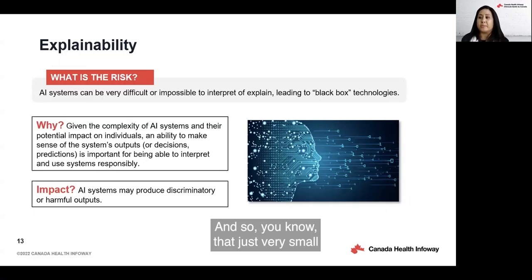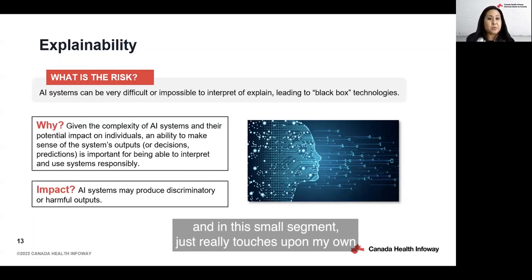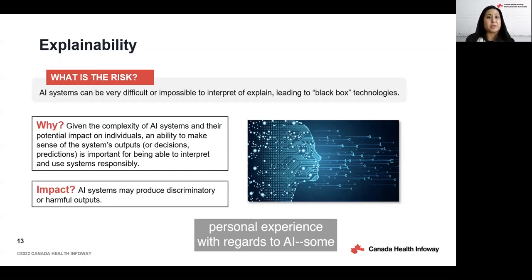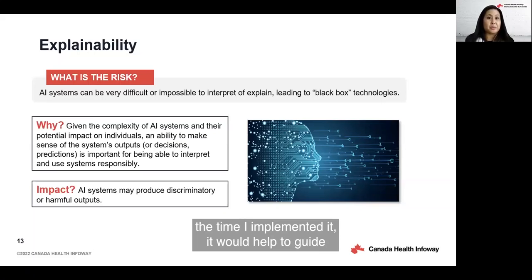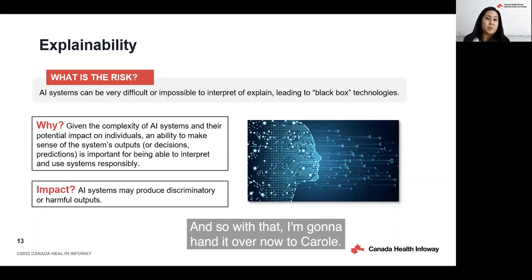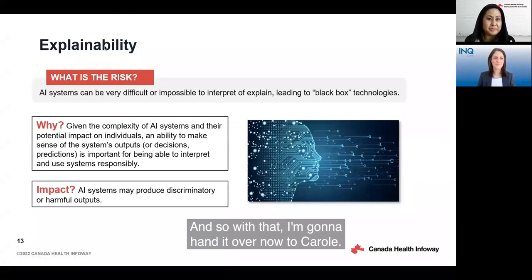And so this small segment just touches upon my own personal experience with regards to AI, some of the privacy risks, and some of the current concerns that I've mentioned earlier. Truthfully, if I had this toolkit at the time I implemented it, it would have helped to guide my decision-making along the way. And so with that, I can hand it over now to Carol.